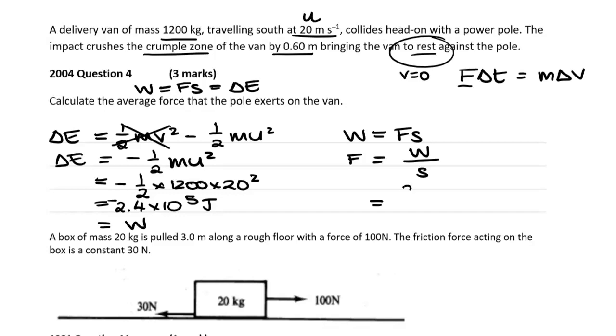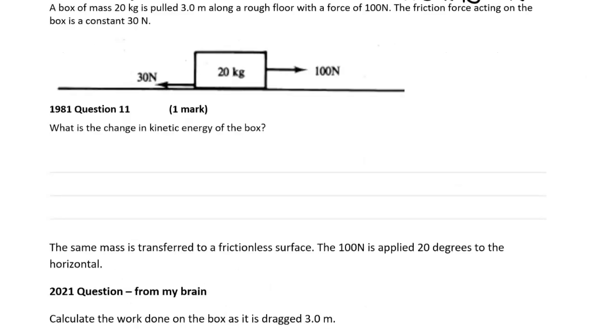So the work done was the change in energy, and we just care about it being 2.4 by 10 to the 5. That displacement was 0.60 meters. So I get 4.0 by 10 to the 5 newtons. That is a very large force. Okay, let's look at this 1981 question now.